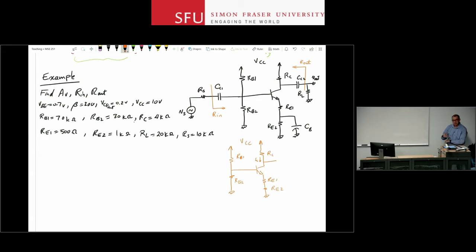One approach is to figure out the Thevenin equivalent circuit of this portion of the circuit, the combination of RB1 and RB2, and figure out IB from there. I'm not going to go into much detail here because I'm sure you have enough experience here to solve it.